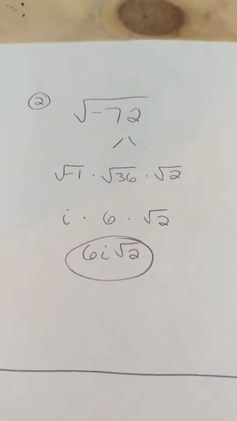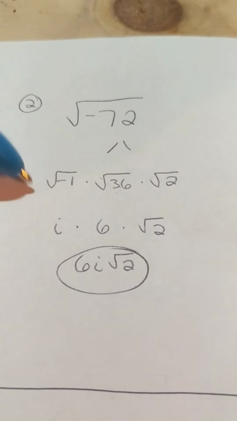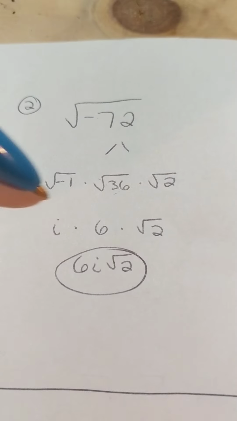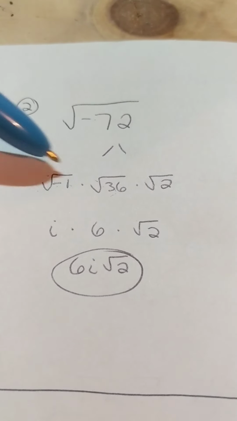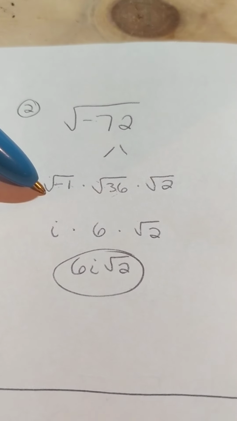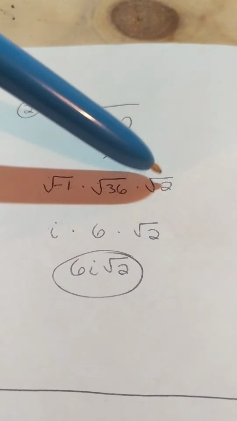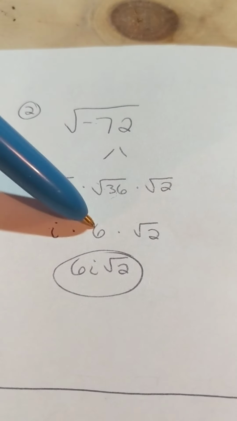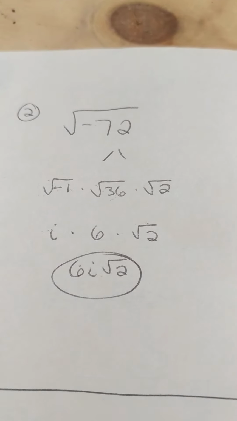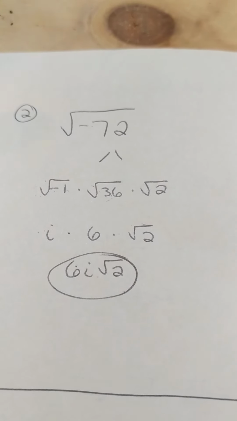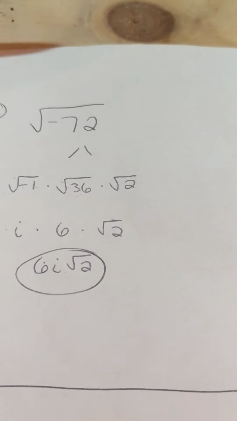Now for this one here, I broke it up into 36 times 2 to get 72, and then the negative I made as the square root of negative 1. Now the new jump that we're making in this section is the square root of negative 1 is i. Square root of 36 is 6, square root of 2 is the square root of 2, so 6 times i is 6i, times the square root of 2 is the square root of 2.